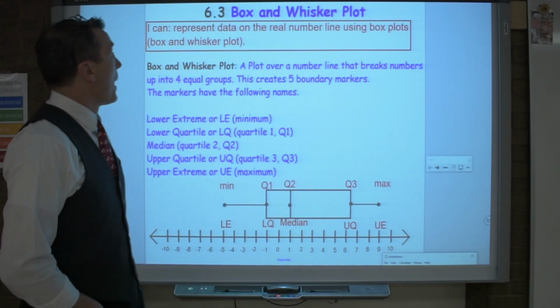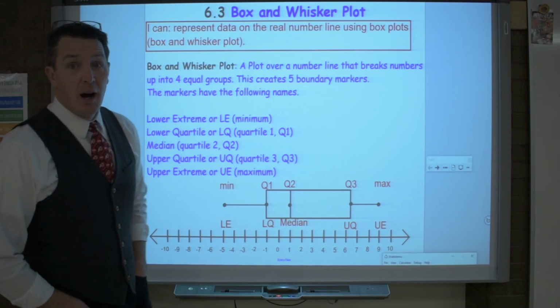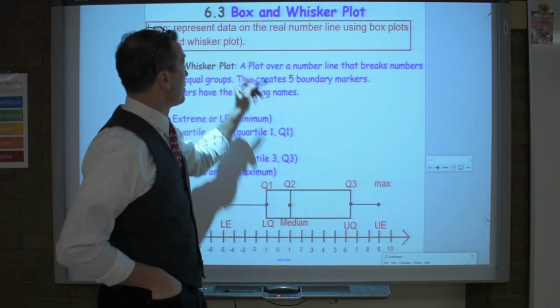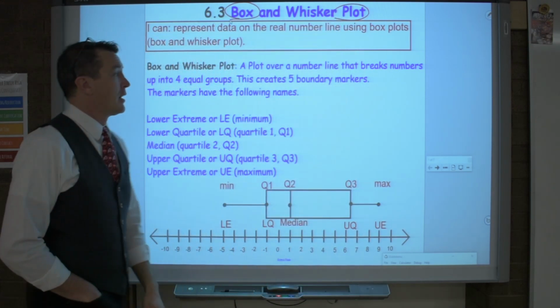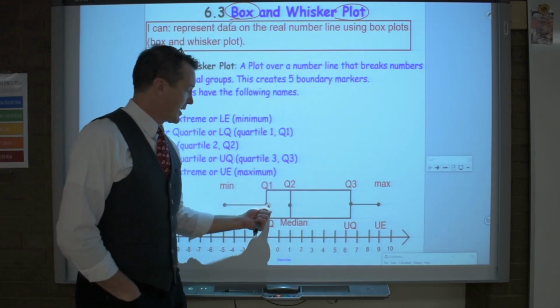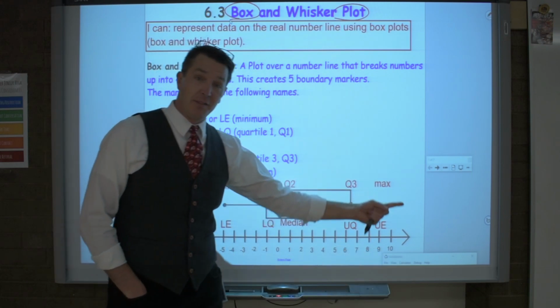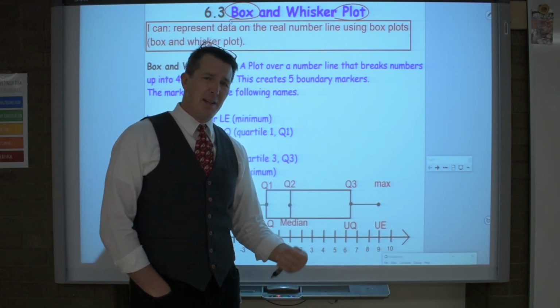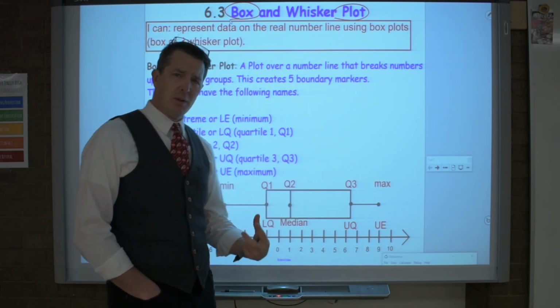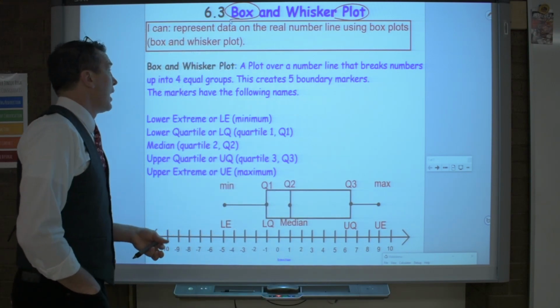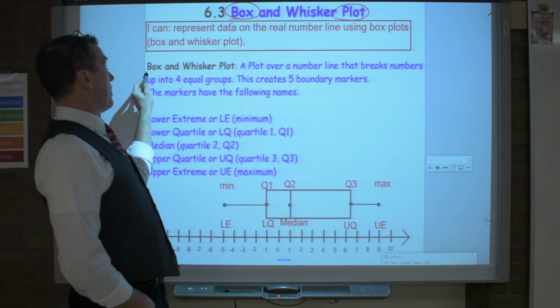We're talking about box and whisker plots. But nowadays, most people just call them box plots. Just box plots. They're called box and whiskers originally because you have a box and you have whiskers coming off the edge. But really, it just sounded too kiddish, so they started calling them box plots because that makes them sound more scientific. What is a box plot or a box and whisker plot?